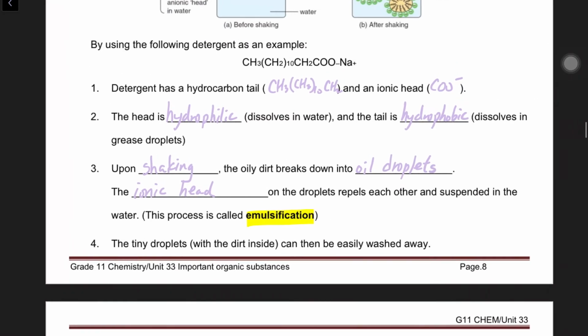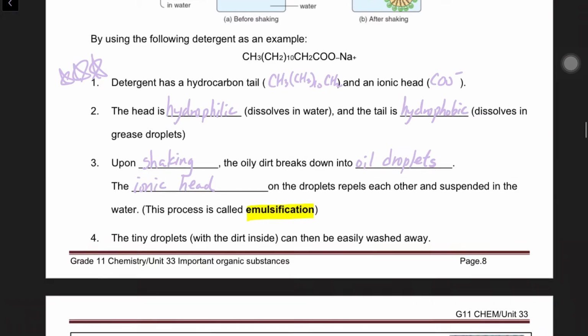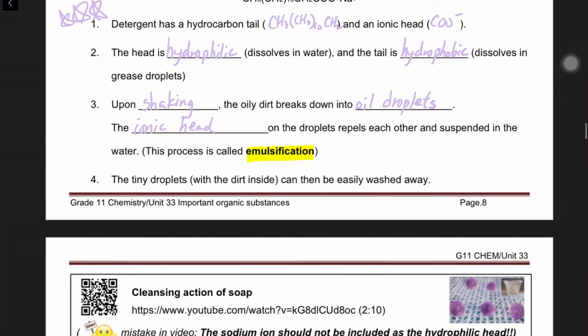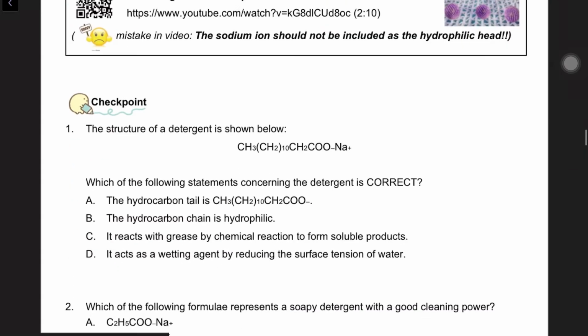So again, these four sentences are very important because they elaborate how the detergent functions. I hope all of you can memorize and express it in your own sentences. But of course, some vocabulary cannot be omitted, for example hydrophilic head, hydrophobic tail, ionic head. Okay, let's check the checkpoints.